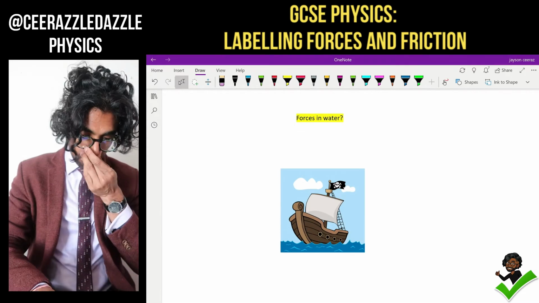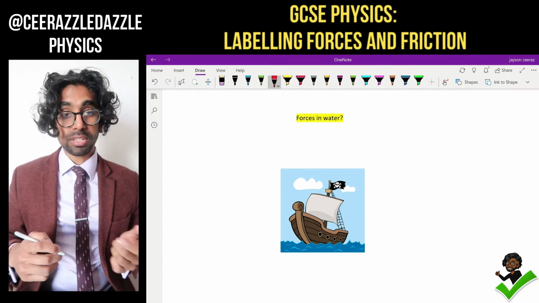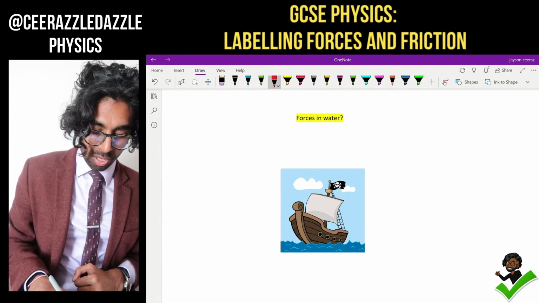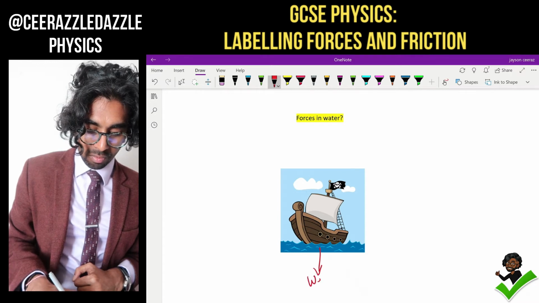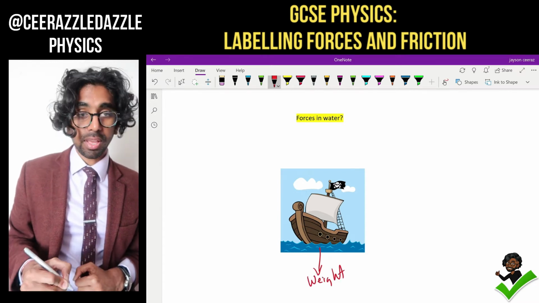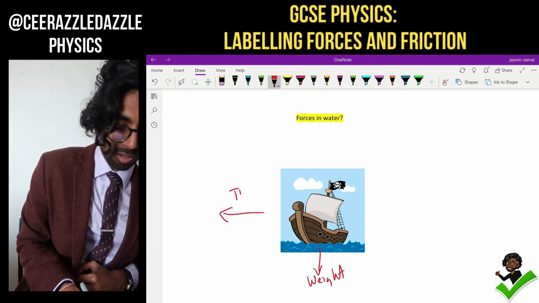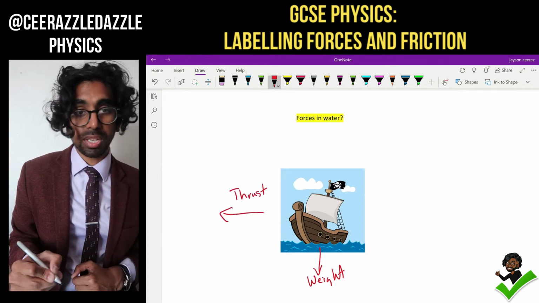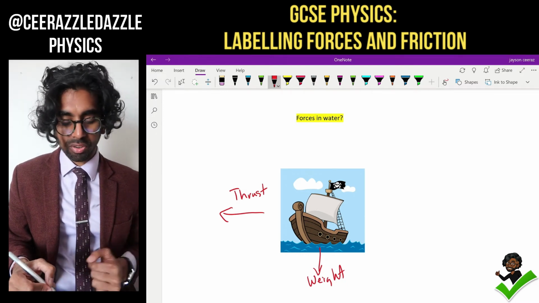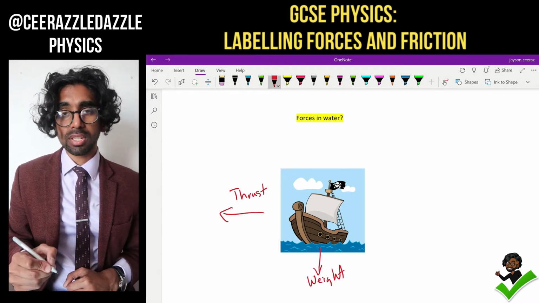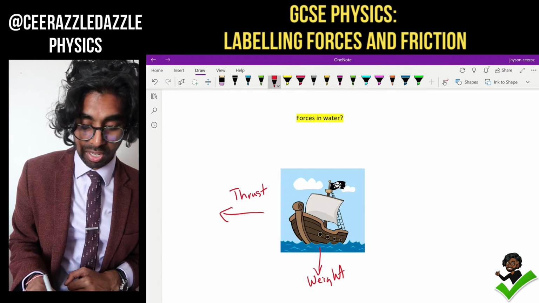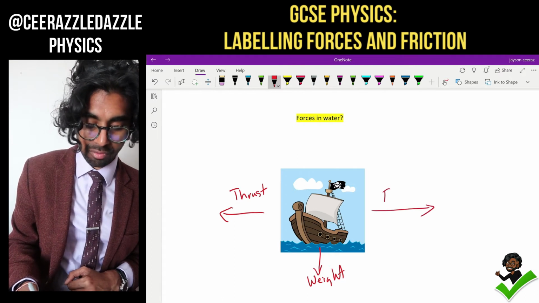Nice. Okay, what about if the object is in water? So we've got the ship here. Let's label the forces acting upon the ship. We still know that the weight is going down. Yeah, and the boat's trying to move in this direction. So this is the thrust or driving force. You might see in books, they might say driving force in that direction. So which way is the friction acting? It's going to oppose the motion. It's acting in this direction. Here's the friction.